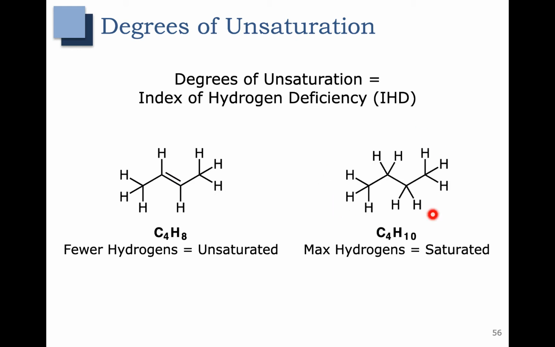Butane over here on the right has the maximum number of hydrogens possible, so this molecule is considered to be saturated. 2-butene over here on the left is missing 2 hydrogens, 8 versus 10, so it is considered to be unsaturated, or more specifically, it has 1 degree of unsaturation. We could also say that it has 1 IHD. In this example, a double bond is causing an unsaturation, but rings can also cause unsaturations.